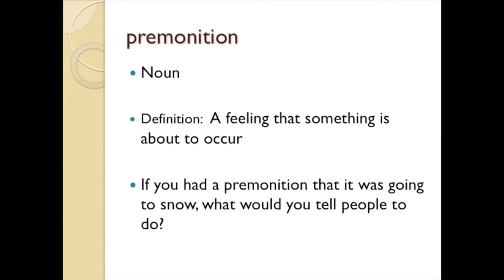Our next word is premonition. We see the T-I-O-N ending at the end of premonition, which tells us that this word is a noun. Premonition means a feeling that something is about to occur. You might get a premonition about something bad about to happen in a movie when the scary music starts to play. If you had a premonition that it was going to snow, what would you tell people to do? Write your response on your vocab sheet.